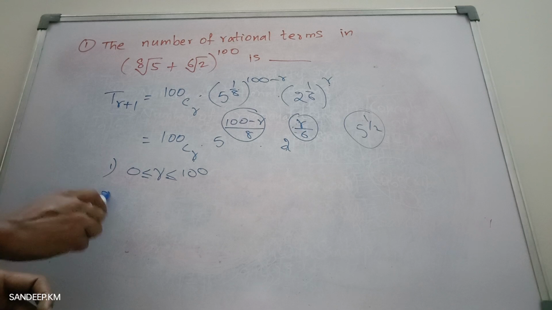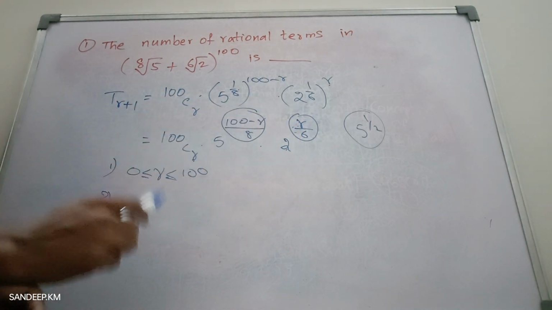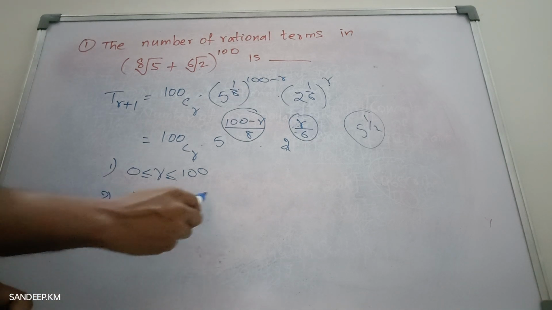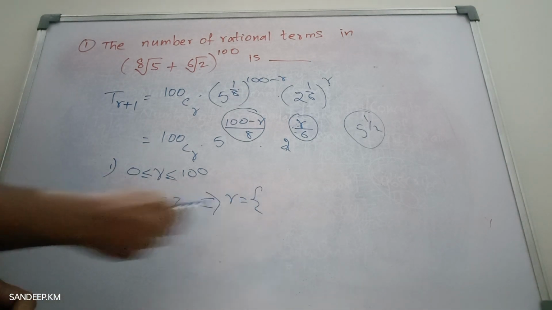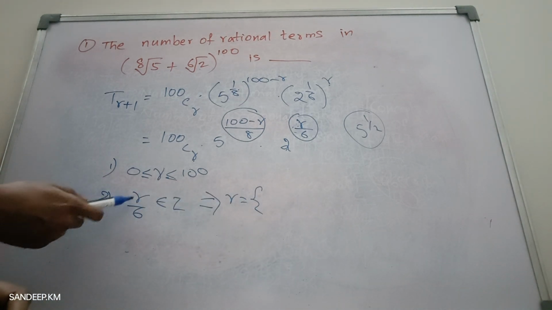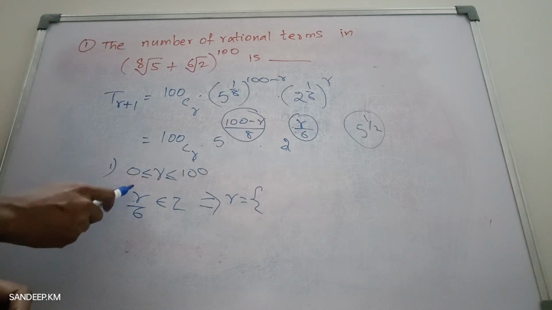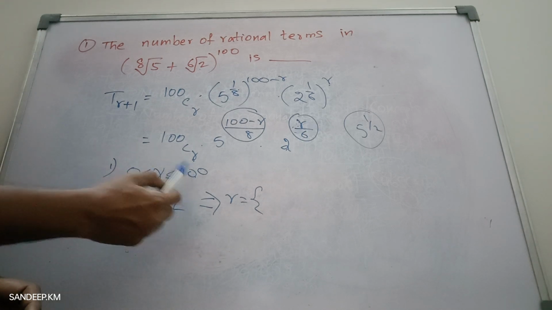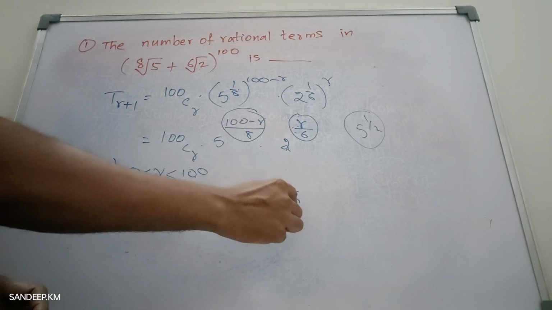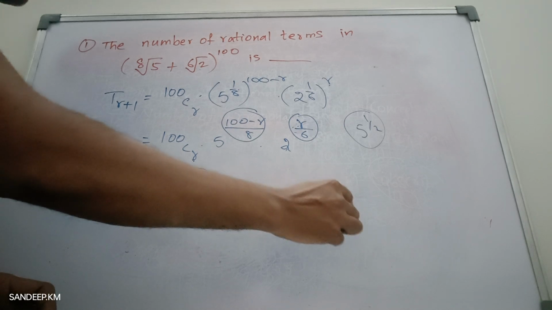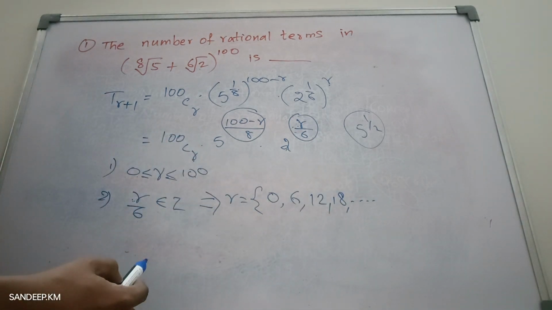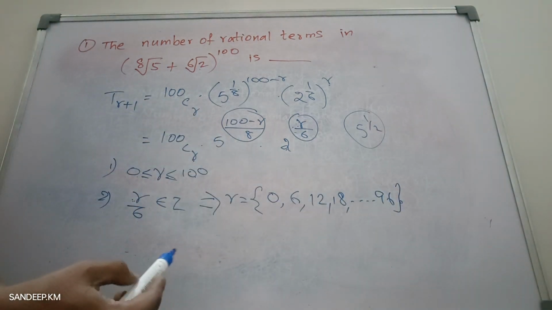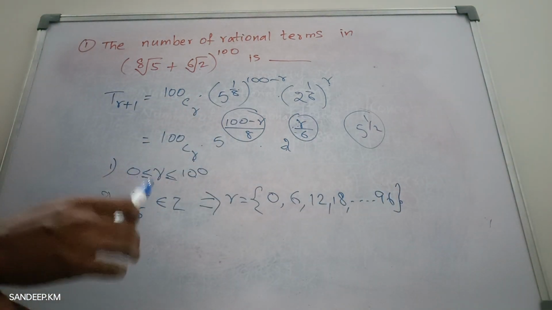Next, second point, the power of 2 must be an integer, right? That means r by 6 must be an integer. So what are the values of r for which r by 6 is an integer? Obviously r must be a multiple of 6, correct or not? So r must be a multiple of 6. So what are the multiples of 6 from 0 to 100? 0, 6, 12, 18 and so on. The last multiple of 6 before 100 will be 96.